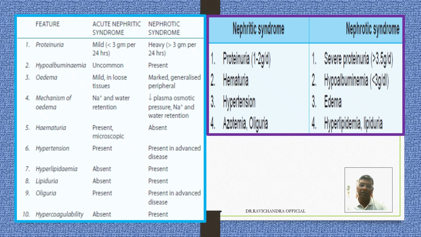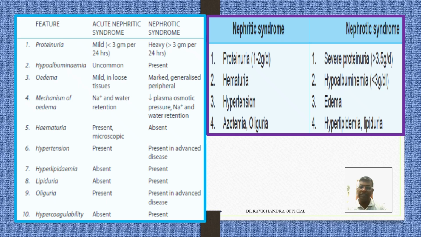This question can be asked for a 6 marks question, or it can be asked for a 3 marks question, or in the practical viva, if there is a case of urinary examination with proteins and blood passed in the urine, definitely the externals will ask you the differences between nephritic syndrome and nephrotic syndrome. So we will discuss this nephritic syndrome and nephrotic syndrome in a simple and easy way.